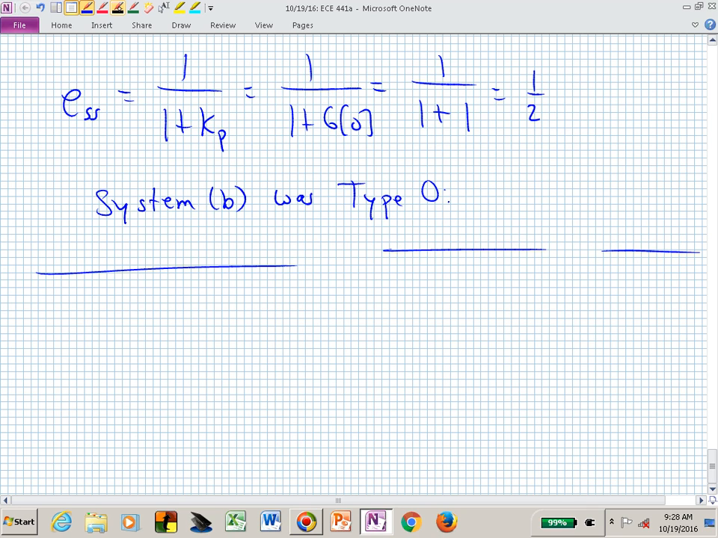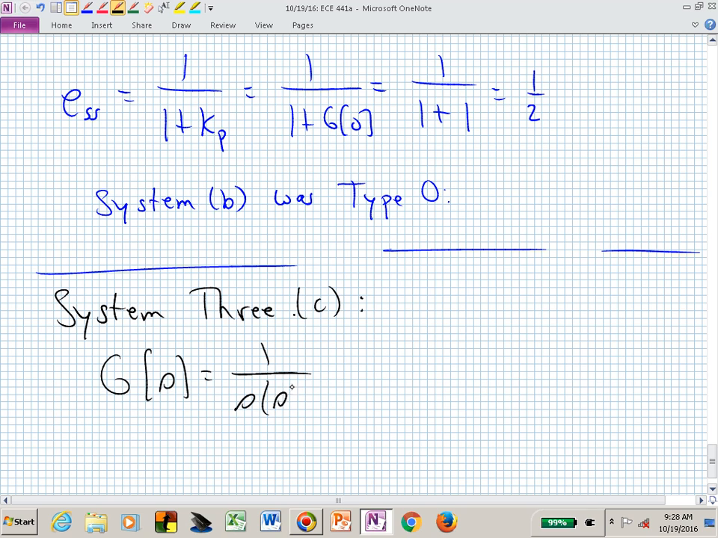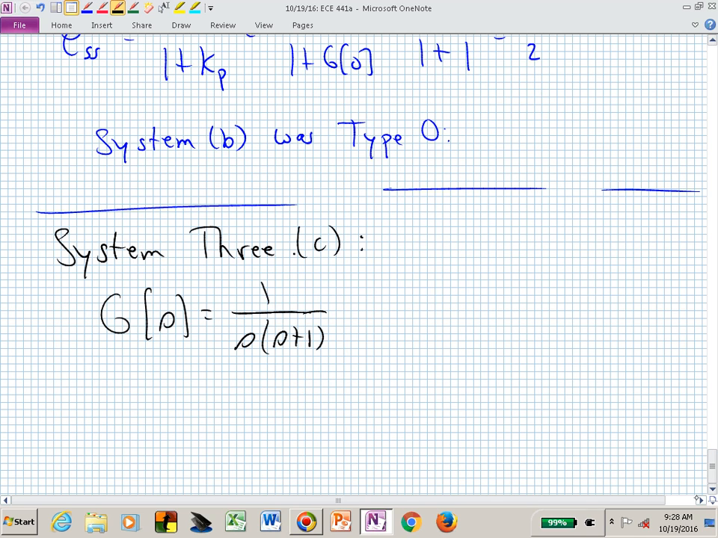Let's look at the third system that we had played with in previous lectures. And this one, I think, was system C. Here, G of S is 1 over S times S plus 1. No adjustable parameters in this, but what's the system type?